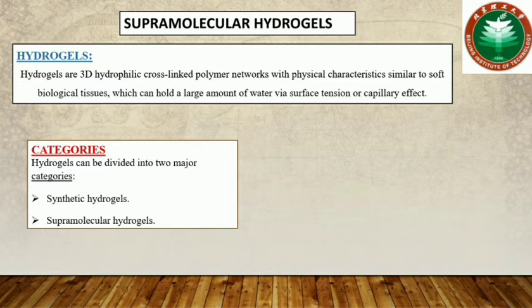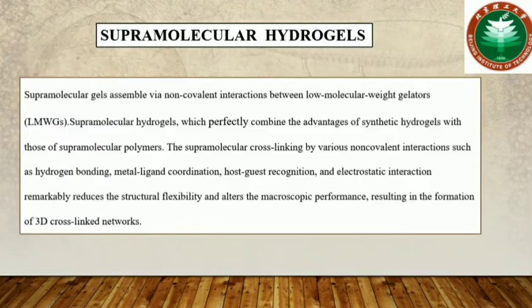Now, what are the categories of hydrogels? Hydrogels can be divided into two major categories. One is synthetic hydrogel, while the other is supramolecular hydrogel. I will limit myself to supramolecular gel. Now let's see what is meant by supramolecular gel.